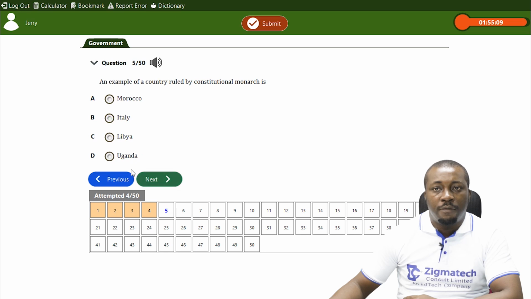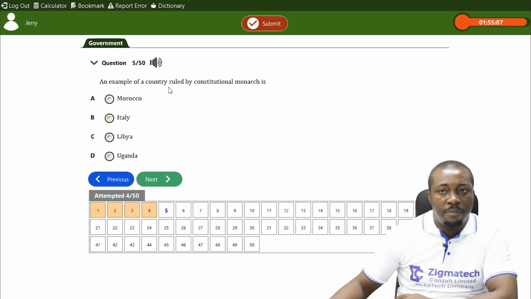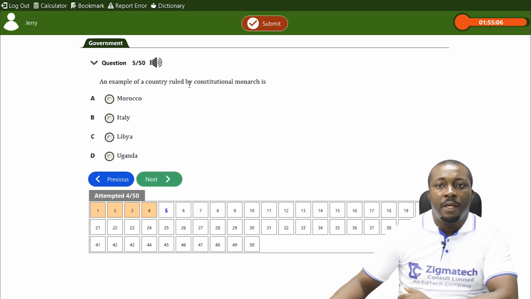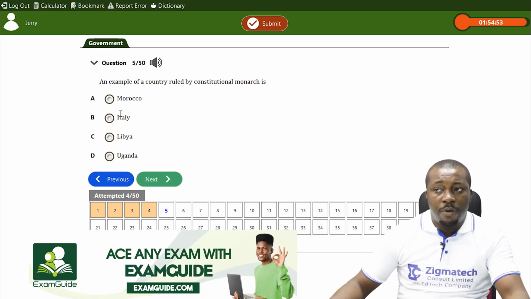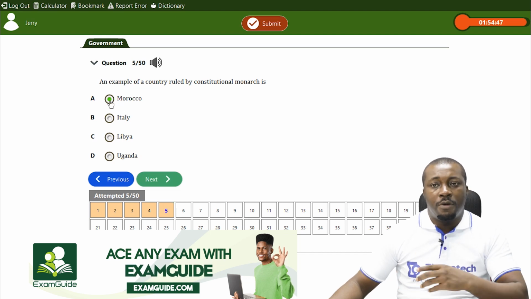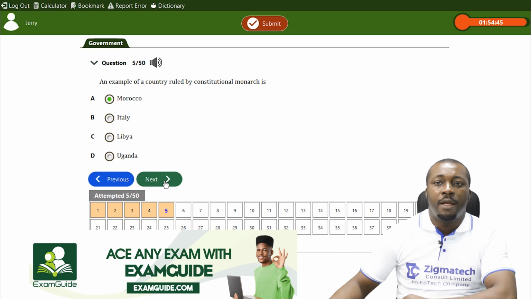Now, the next question, the 5th question, says, an example of a country ruled by a constitutional monarch is, now, among all of them, Morocco is a kingdom. In fact, the current king of Morocco is King Mohammed VI. So Morocco is the answer because Morocco has a constitutional monarchy.